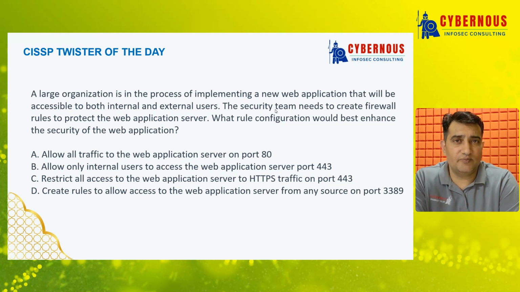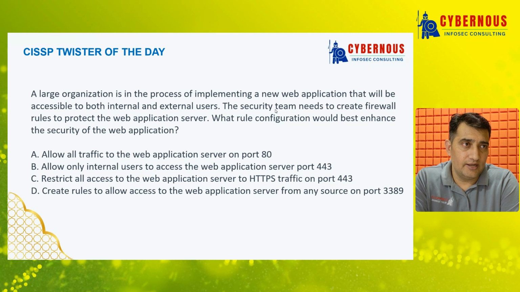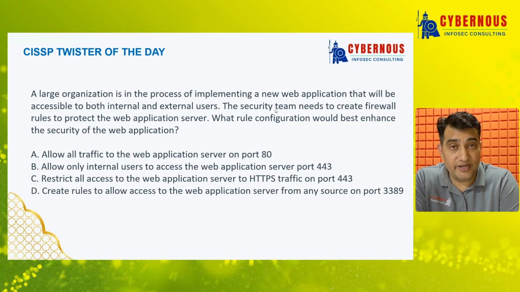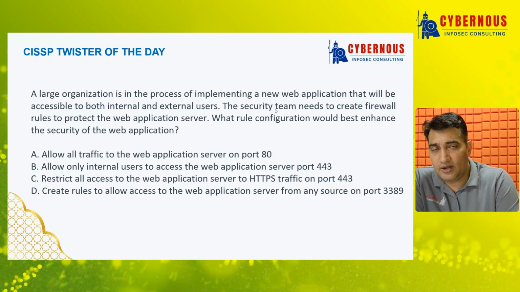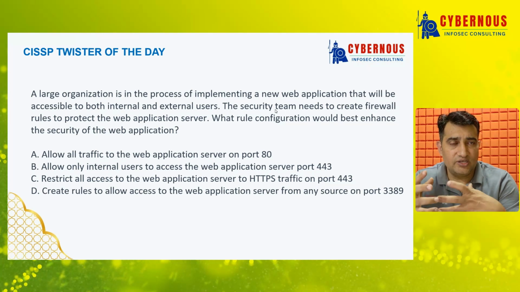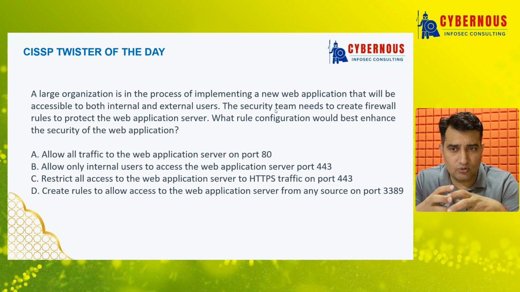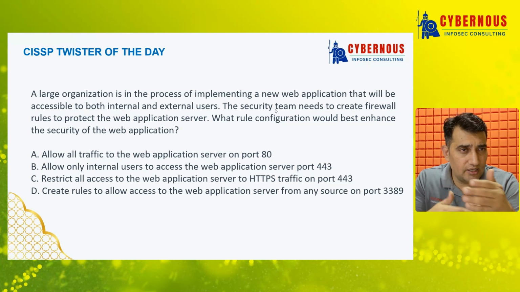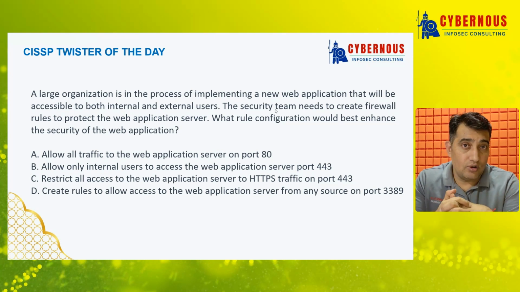Restrict all access to web application server to HTTPS traffic on port 443. I think this looks like a better option to me because it says restrict all access. That means for internal users as well as for external users. And port 443 is all about HTTPS, which is the secure version of HTTP. There is a four-way handshake which happens. It uses TLS, which has inbuilt authentication, and tunneling also happens, and encryption also happens in HTTPS. And that's the way to go. I think C is the right answer, but we'll still go on to option number D.